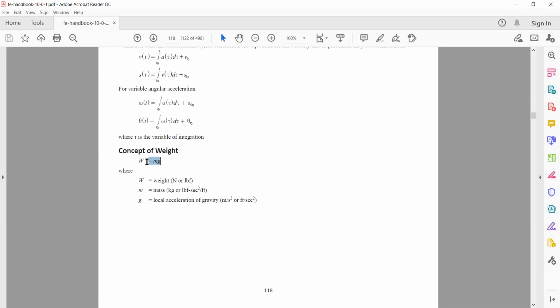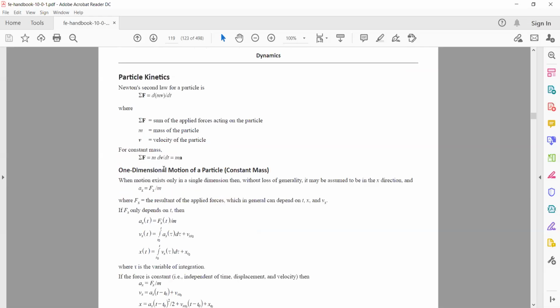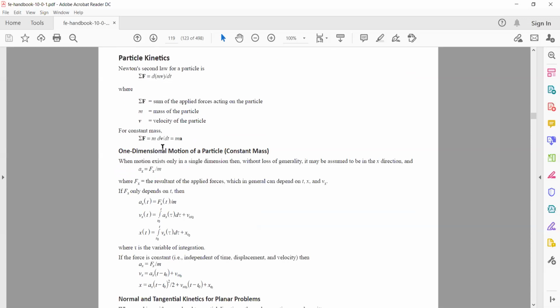Weight, pretty sure we all know the definition of weight. Particle kinetics. So if you're not dealing with a rigid body, which is definitely a dynamics topic, you do your sum of forces about this particular particle and you equate it to a mass times acceleration. If you were here in the statics lecture, this one is a little different. Sum of forces would be equal to 0 in a statics problem. But here, since we're doing dynamics, you equate it to a mass times acceleration, which is a force.